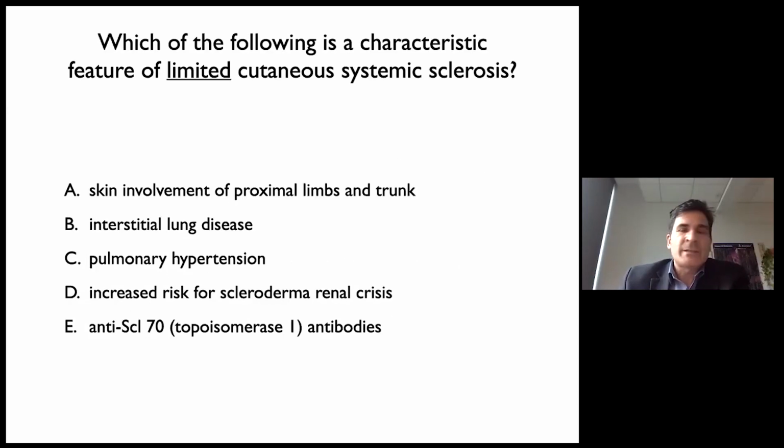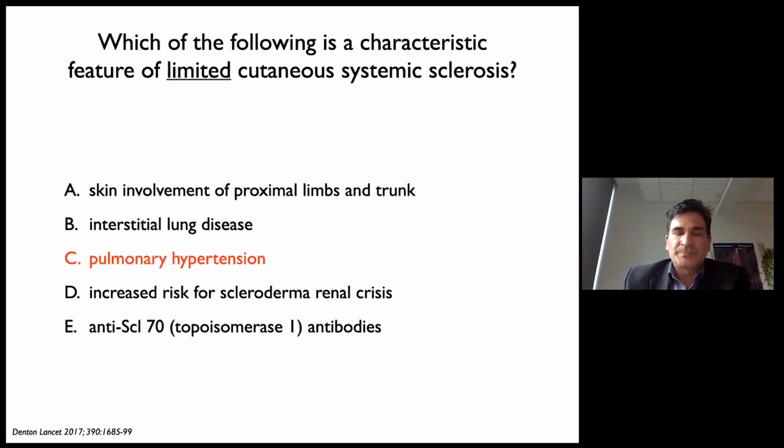Which of the following is a characteristic feature of limited cutaneous systemic sclerosis? A, skin involvement of proximal limbs and trunk. B, interstitial lung disease. C, pulmonary hypertension. D, an increased risk for scleroderma renal crisis. Or E, anti-Scl-70 antibodies. And the correct answer is C, pulmonary hypertension.